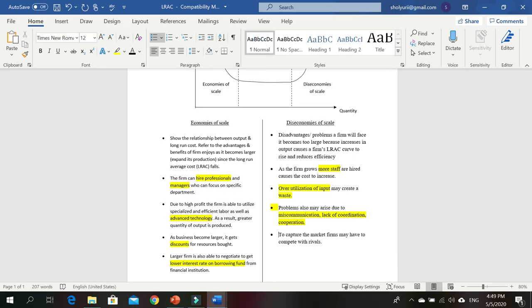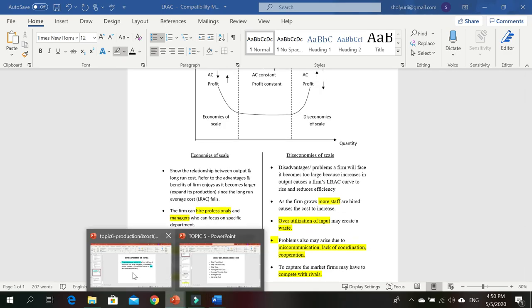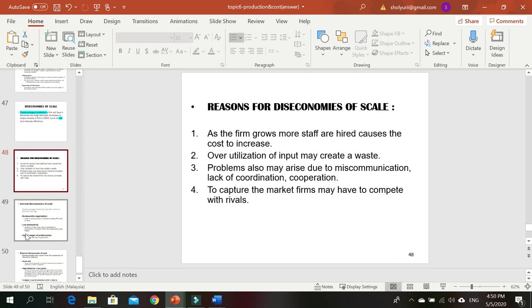So apa yang dia akan buat? Dia akan buat lebih banyak research and development, kajian pasal produk. Dia akan buat lebih banyak advertisement. Semua tu akan melibatkan duit, akan meningkatkan kos, to compete with rivals. So this is the reason why our cost is rising. I'm not sure what happened here. Tak apalah, biar. Okay, and then we have several more reasons there yang menyebabkan diseconomies of scale.